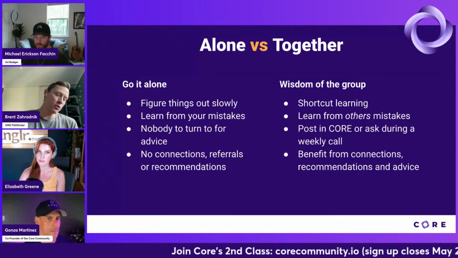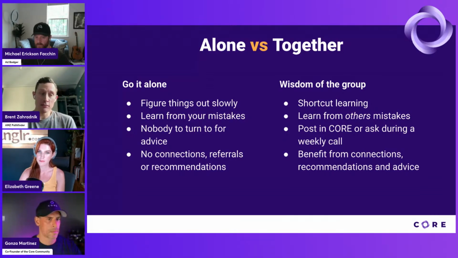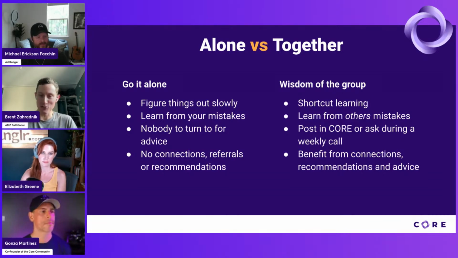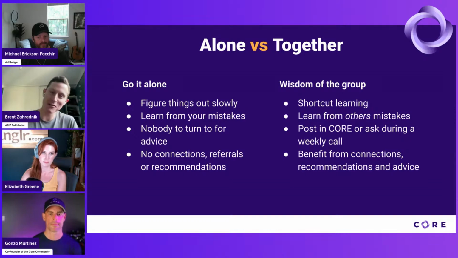Here's what it's like if you go alone. You figure things out slowly. When you're with core or another group like core, you can shortcut that learning. You can cut your time invested in half or in a quarter. You learn from your own mistakes when you're going it alone. We've all been there. We've all screwed things up and then said, well, I'll never do that again. There's a quote I read recently: an idiot learns from his own mistakes; a wise man learns from the mistakes of others. And that's one of the things we enjoy about core.